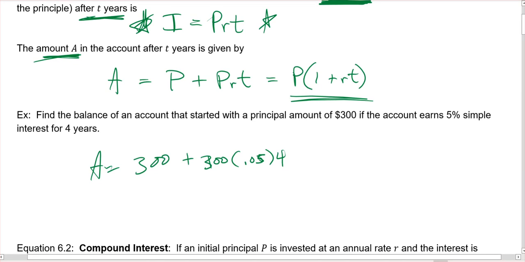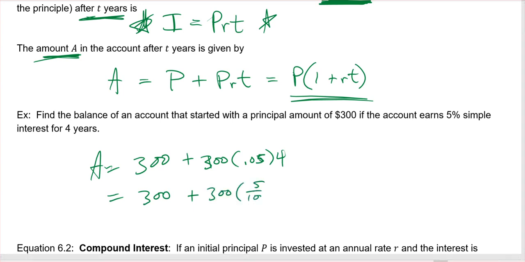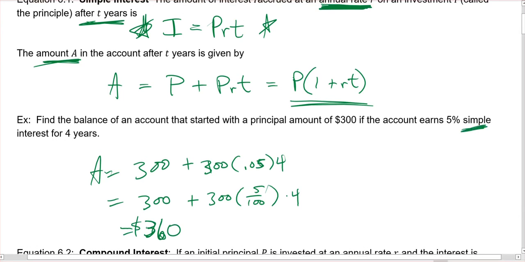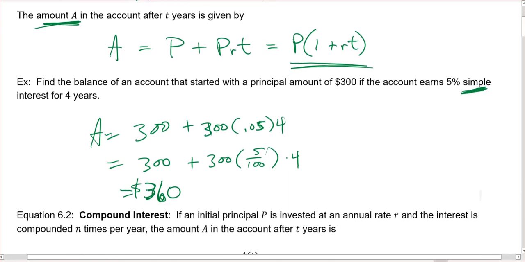Anyway, we can compute this. This is going to be 300 plus, and we can rewrite this as 5 over 100 times 4. So this piece is going to be 15 times 4, which is 60, so we get 360. We would have $360 in an account with a principal of $300 earning 5% simple interest for 4 years. So simple interest is just that. It's simple, right? Next we're going to look at compound interest.